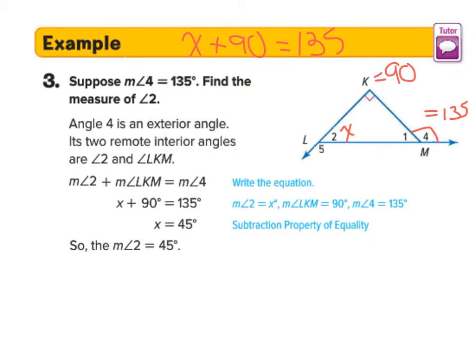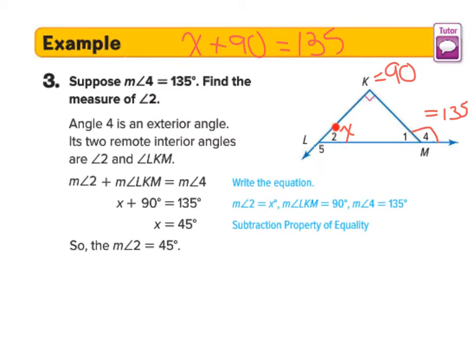We already know that. So we have x plus 90 equals 135, as I mentioned earlier. We do the subtraction property of equality, or we can just simply bring over the 90 and subtract it, and we get x equals 45. So the measure of angle 2 is 45. There we go.